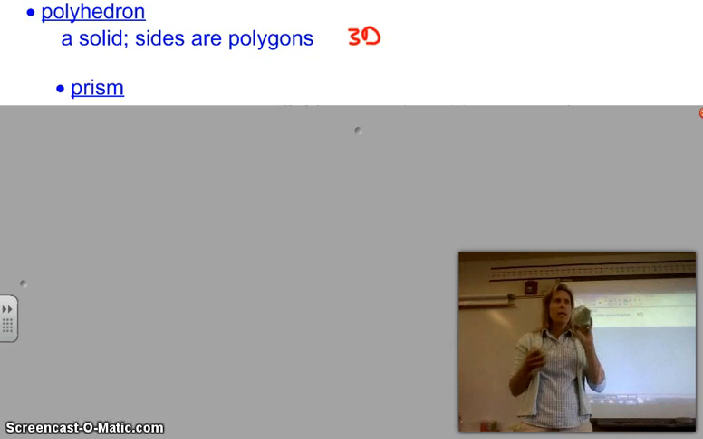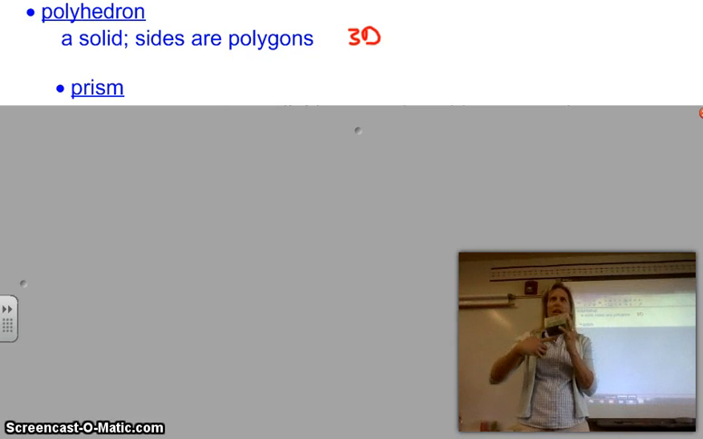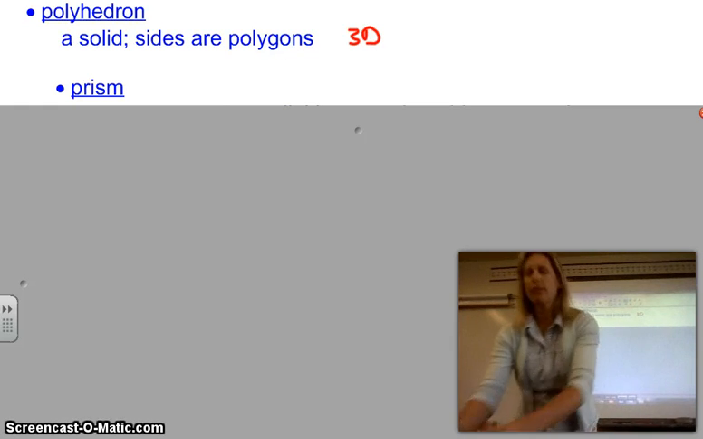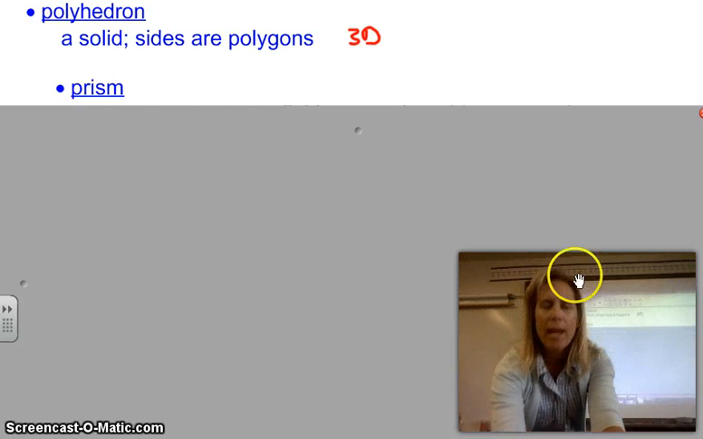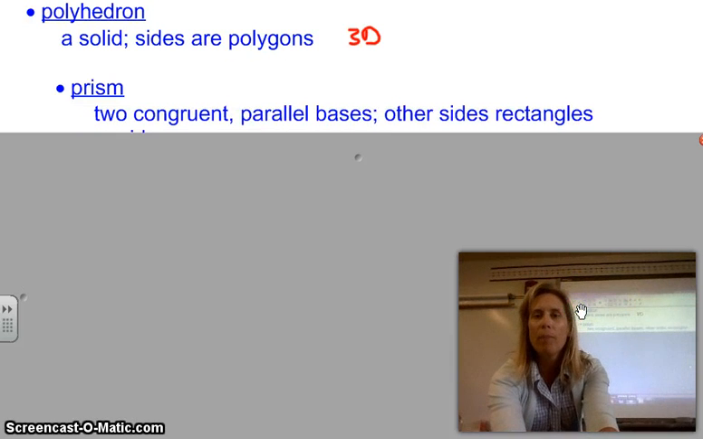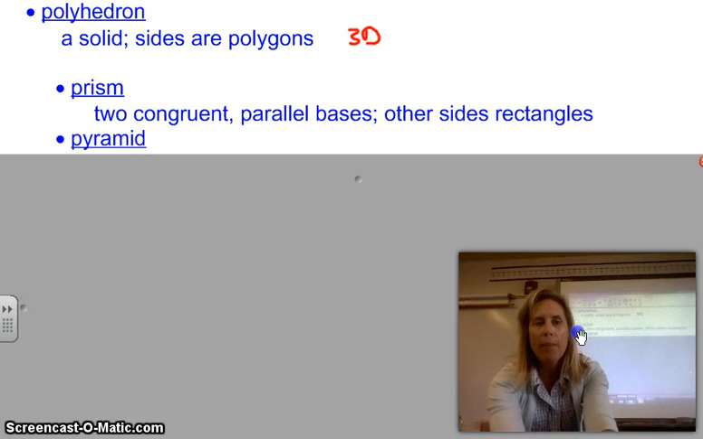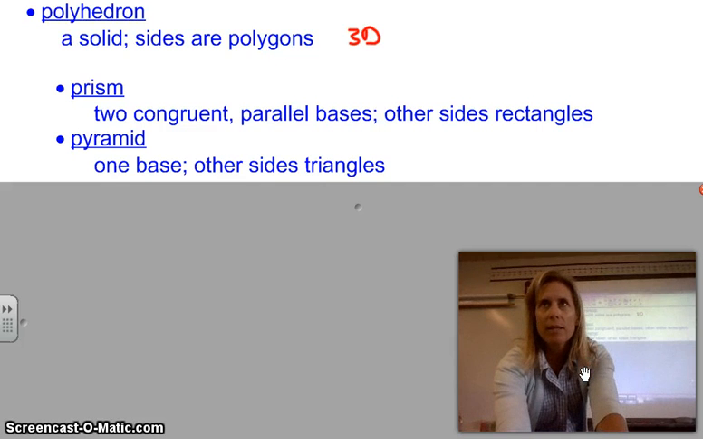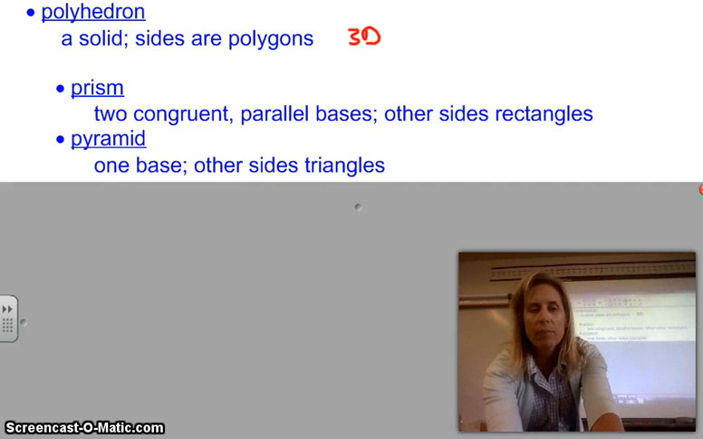In this case, the bases are hexagons, 2 hexagons. What are the shapes of the other sides? Prism has rectangular sides, see that? But what shape are the pyramid sides? Triangle, that's the difference, okay? So a prism has 2 congruent parallel bases with rectangular sides. A pyramid has 1 base. The other sides are triangles.